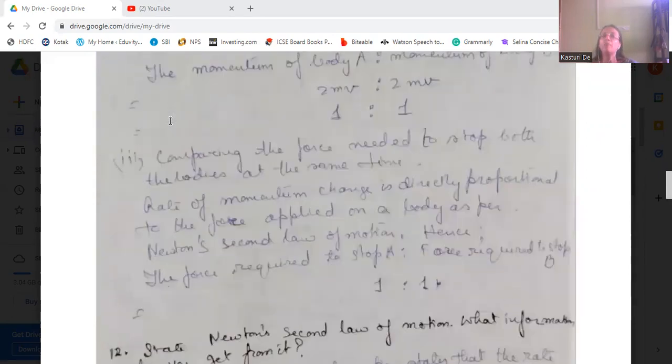Clear? Now comparing the force needed to stop both the bodies at the same time. Rate of change of momentum is directly proportional to the force applied on a body as per Newton's second law. Therefore, the momentum for A and B is 2mv in both the cases. So that is directly proportional to force. So force will also be 1:1.